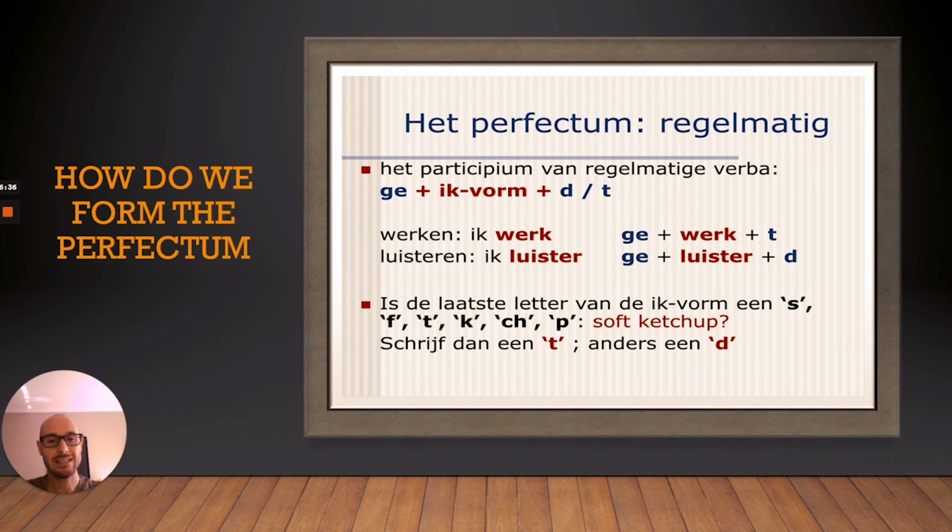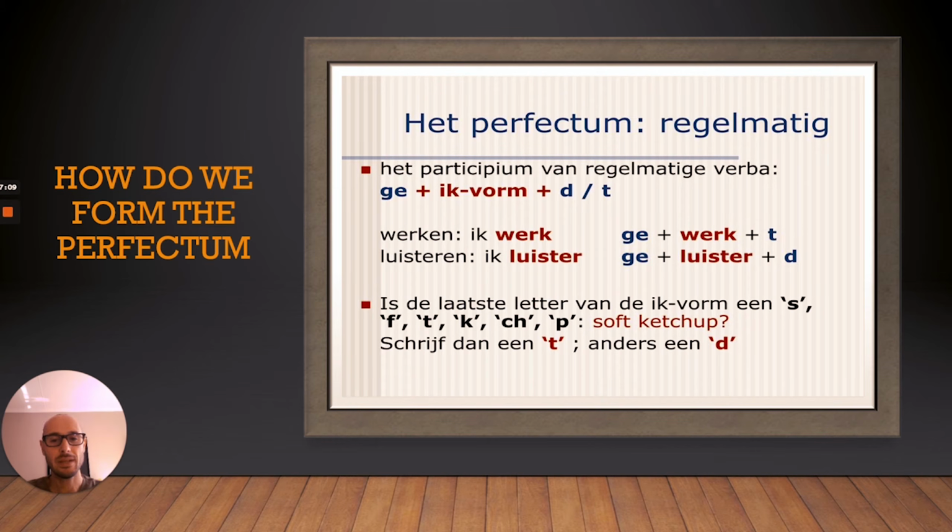Well, if you look at the example, we are going to take the verb werken, all right? Werken, we have to look for our base of the verb. How do we find the base of the verb in Dutch? Well, we take away en. So the base of the verb werken is werk. So what will we do? In front of werk, we will write ge and we will pronounce it as ge. So that's the first part of constructing the past participle.